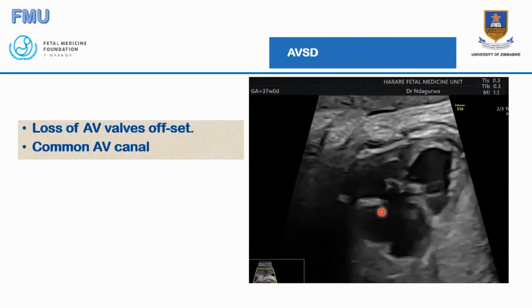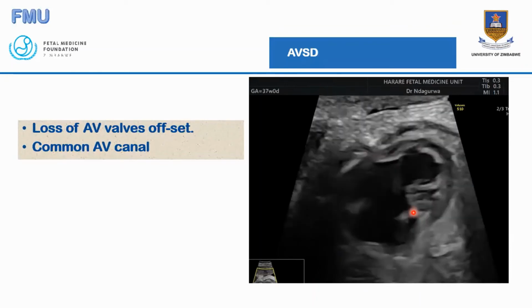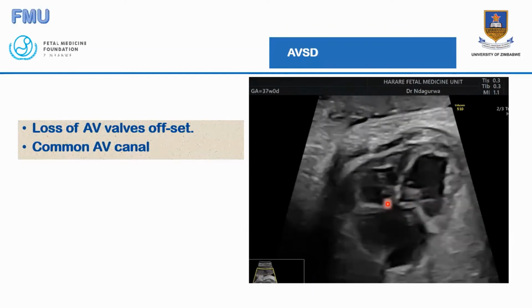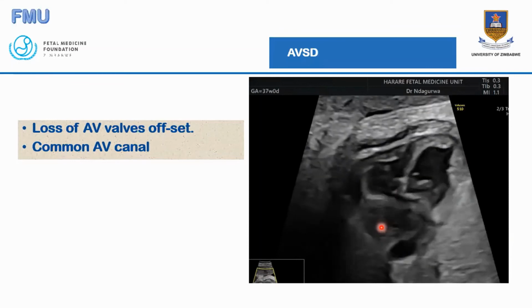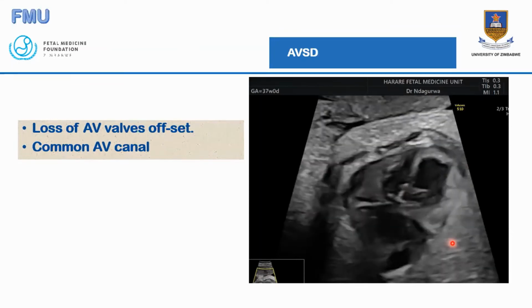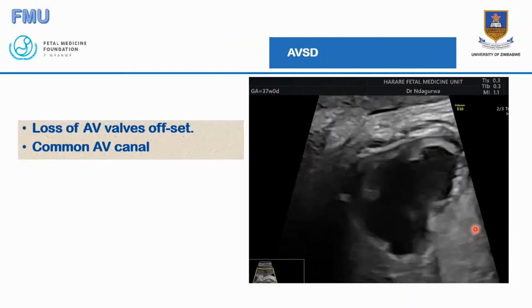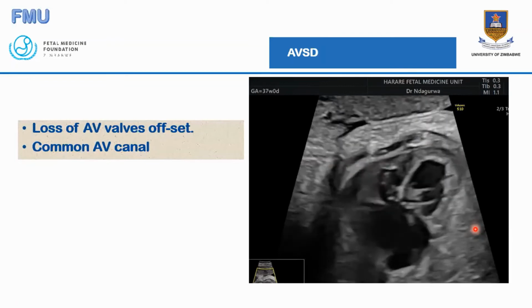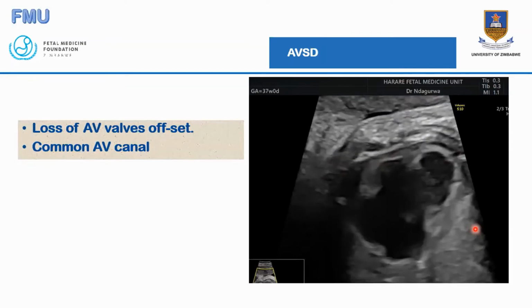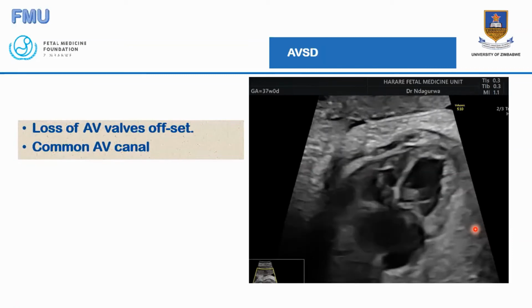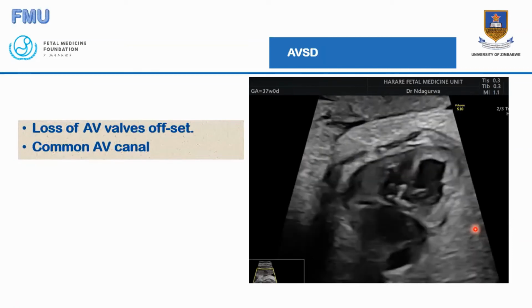When you are looking at the insertion of the valves there, here you can see that it is missing. You can see that there is one opening into the ventricles there, because this is an AVSD. So this is an abnormal 4-chamber view. Even when you eyeball it, you can see that it's totally different from the 4-chamber views that I showed you. So this is an AVSD, an abnormal 4-chamber view with an atrioventricular septal defect.